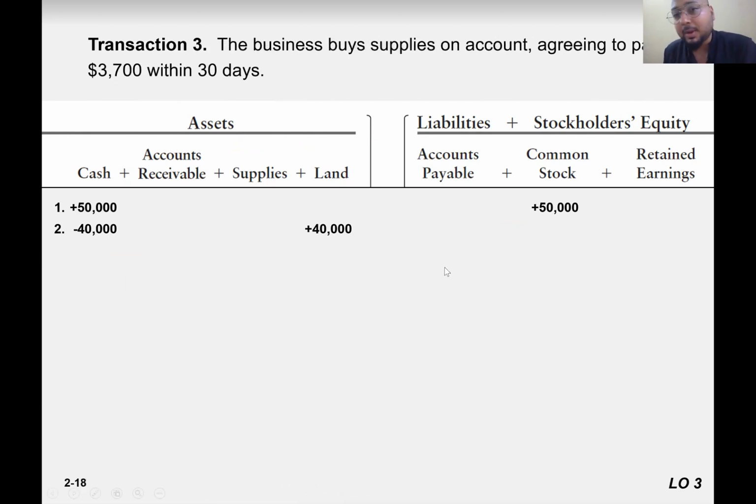Number 3, the business buys supplies on account, agreeing to pay 37 within 30 days, right? Supplies on account means you buy the raw material and you say that I will be paying you later. So is cash involved? No. You received the supplies, supplies increase, but you will pay later. It means your liabilities increase. So which two accounts are going to hit? Supplies and accounts payable, right?